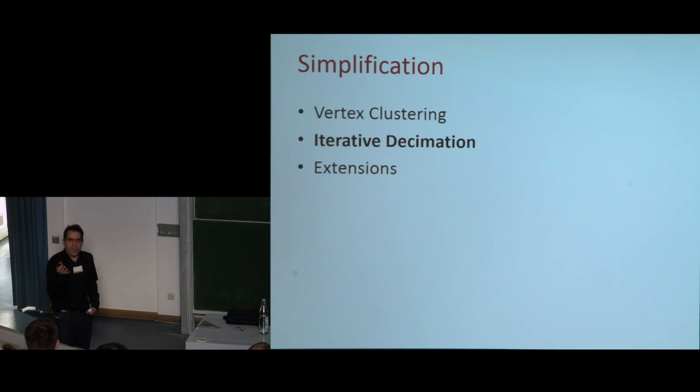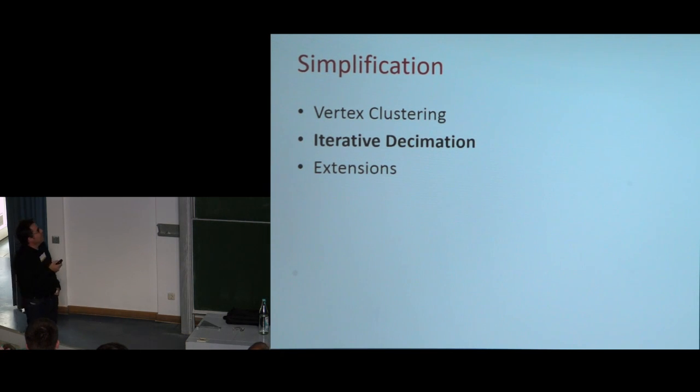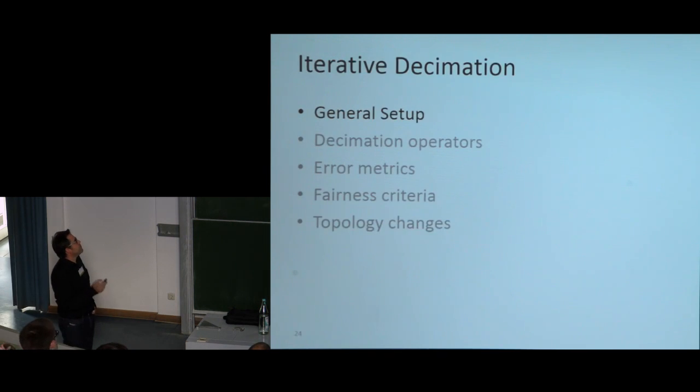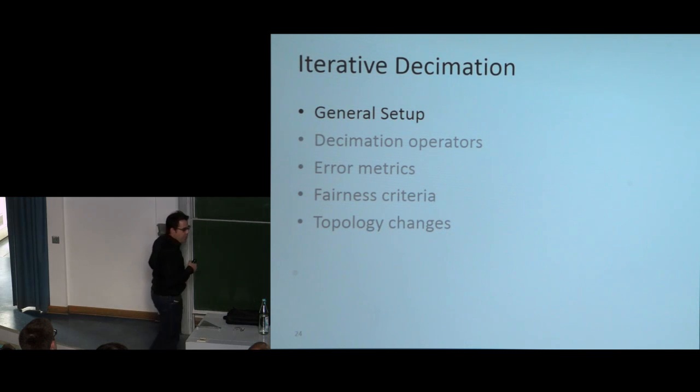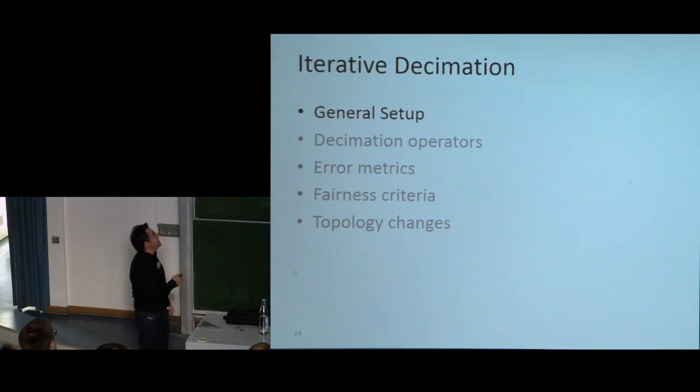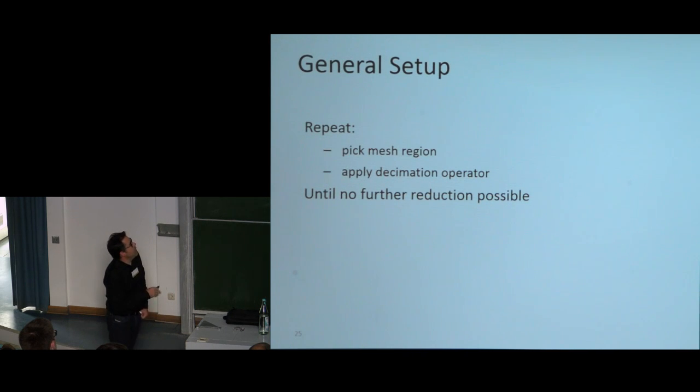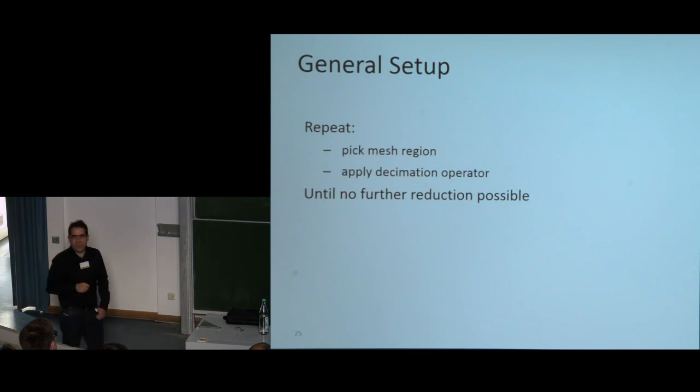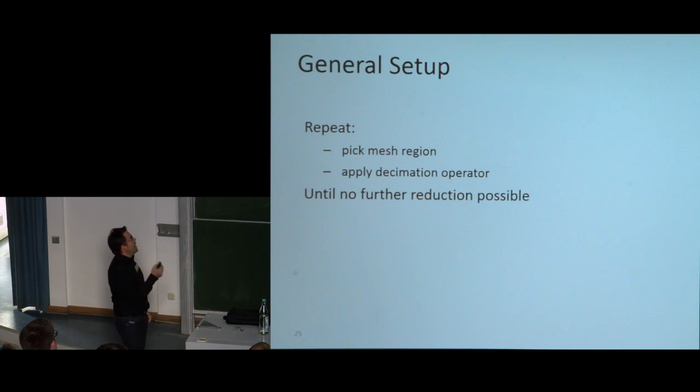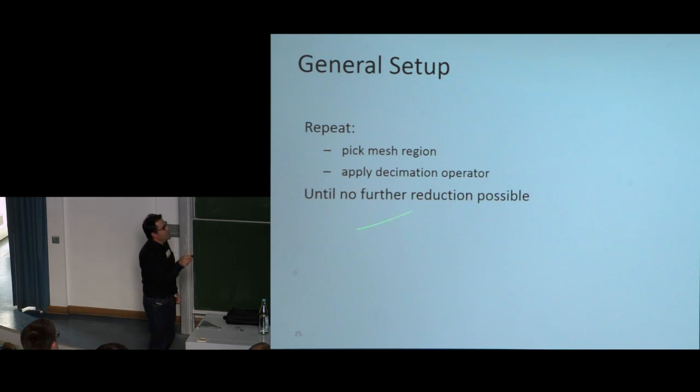Okay, so I go quick on the vertex clustering. Now I move to the iterative decimation. And then we spend more time on the metrics. So iterative decimation is the most classical approach in the literature. You have hundreds of variants based on iterative decimation. So here, you have to repeat the following operation. You select a region on the mesh. You apply a decimation operator until no further reduction is possible.